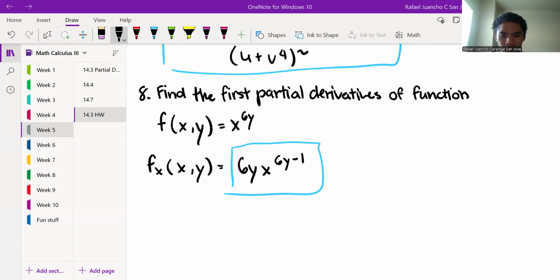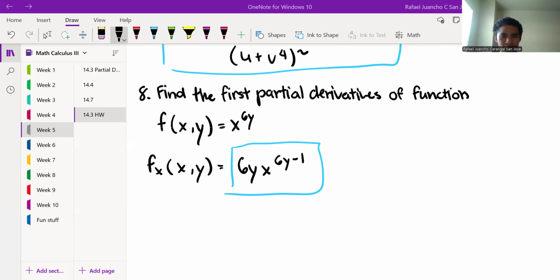So 6y x to the power of 6y minus 1. Right, so I treat my y as a constant number here. Let me submit, see what happens. Oh shoot, I wrote x. Oh my goodness. Instead of y, I wrote x. That's funny. I just realized, yeah, I accidentally wrote an x for my exponent. I typed x. Okay, that was a mistype.